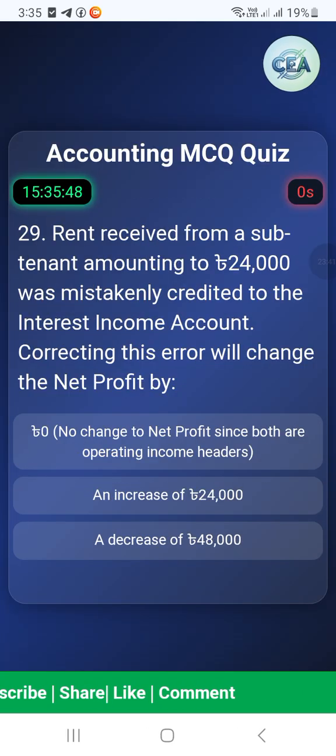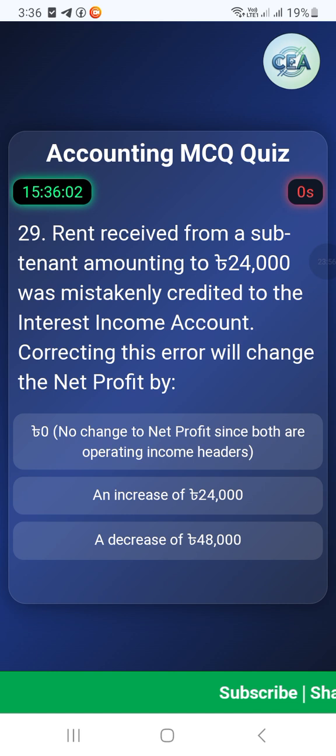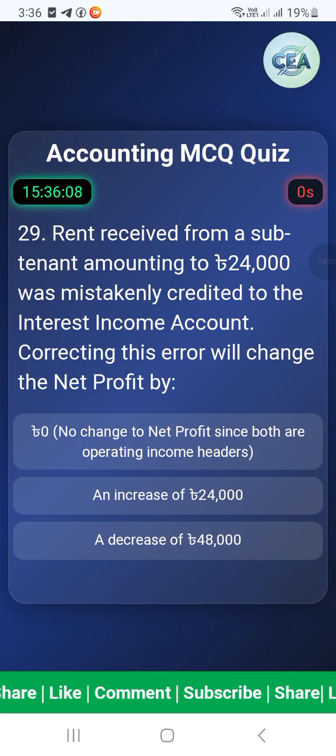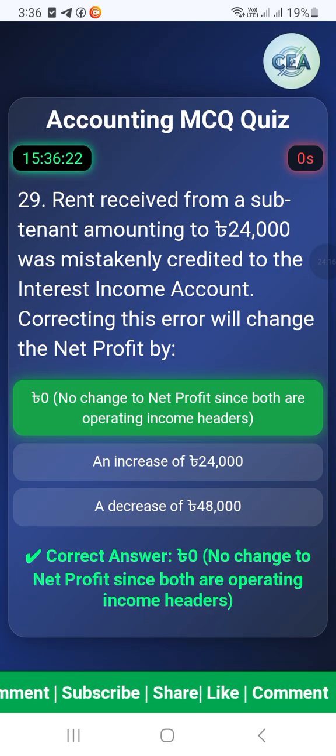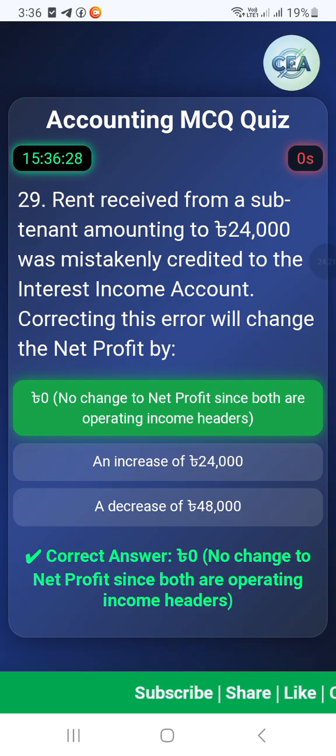29. Rent received from a subtenant amounting to 24,000 takas was mistakenly credited to the interest income account. Correcting this error will change the net profit by Option 1. 0 takas, no change to net profit since both are operating income headers. Option 2. An increase of 24,000 takas. Option 3. A decrease of 48,000 takas. Correct answer is 0 takas, no change to net profit since both are operating income headers.